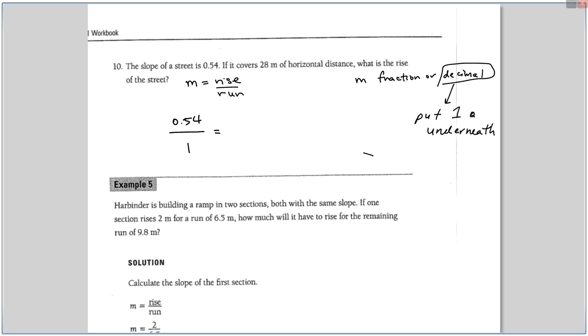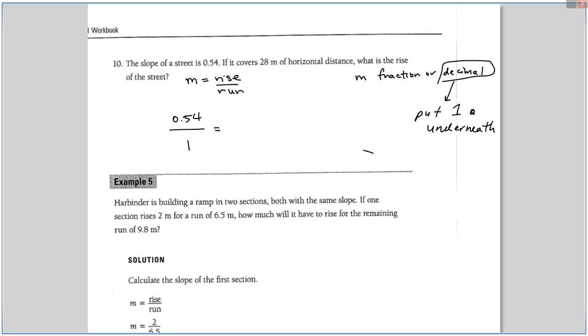And then where do I put that 28? On the top or the bottom? Good. So then we solve for the rise. And you don't even have to put x if you don't want to. You just put rise. And then you always know what you're doing here. So what do I times? Do I times 1 by something? Good. 28 and then 0.54. Times those two.